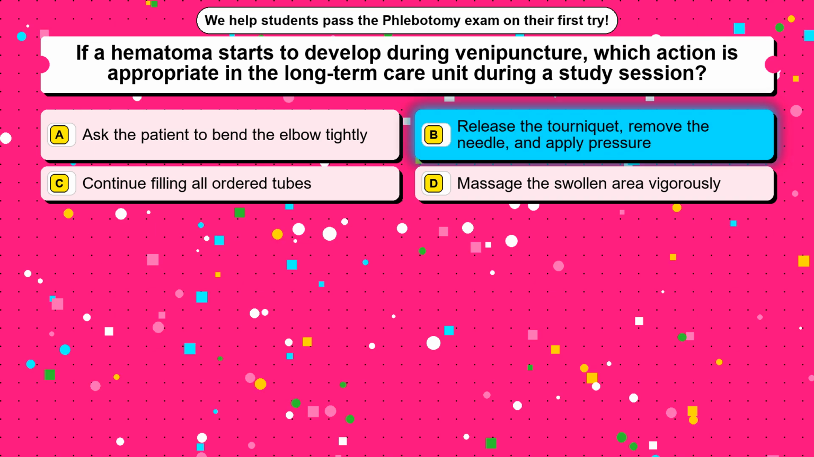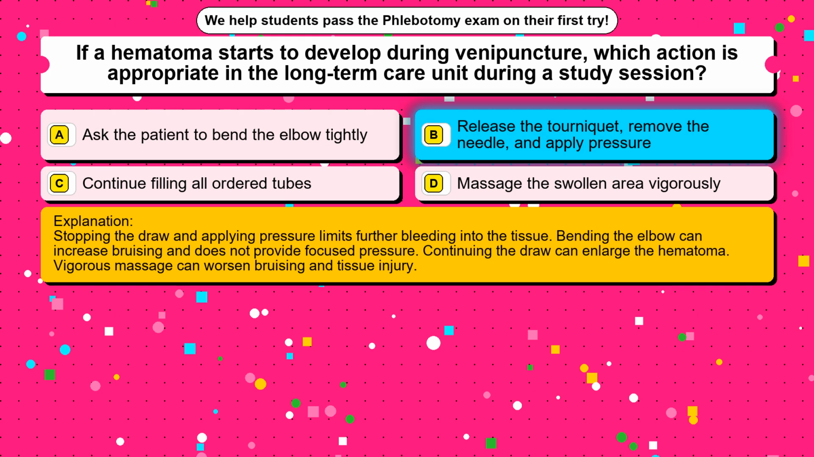The correct answer is option B. Release the tourniquet, remove the needle, and apply pressure. Stopping the draw and applying pressure limits further bleeding into the tissue. Bending the elbow can increase bruising and does not provide focused pressure. Continuing the draw can enlarge the hematoma. Vigorous massage can worsen bruising and tissue injury.